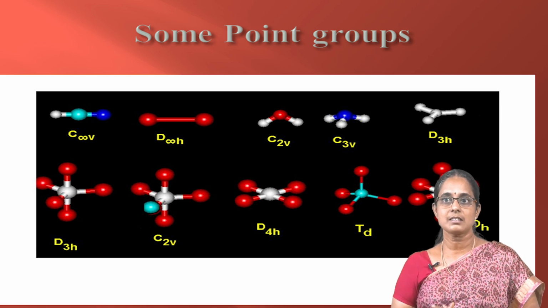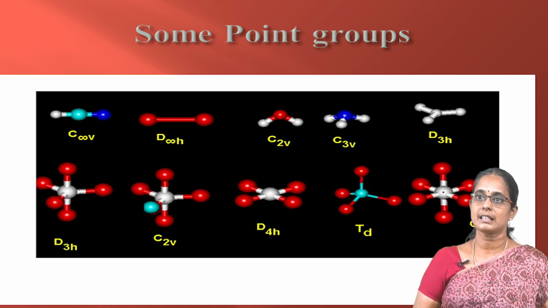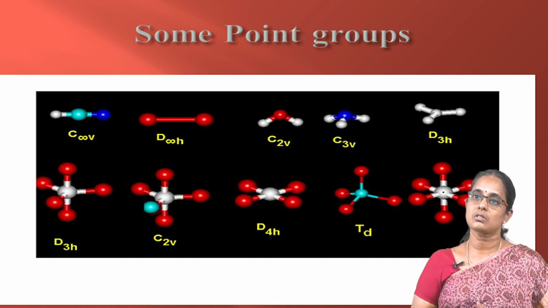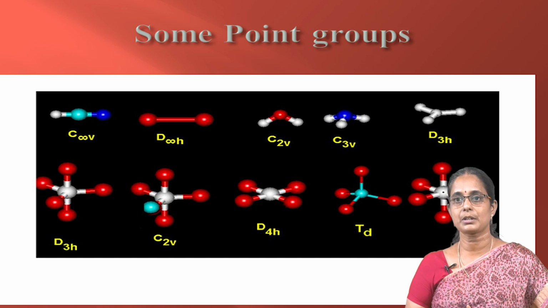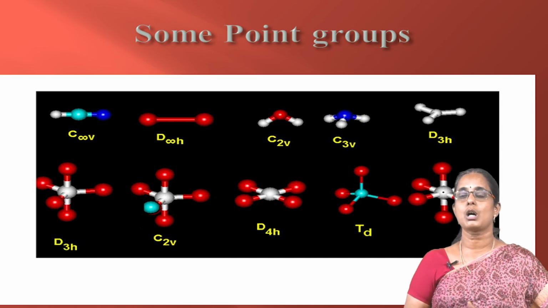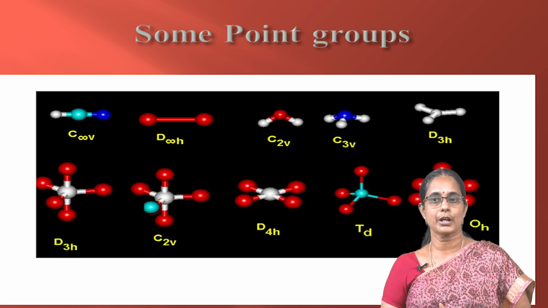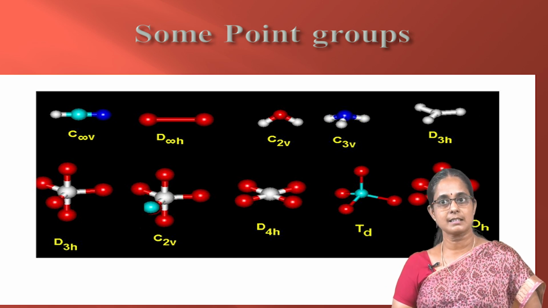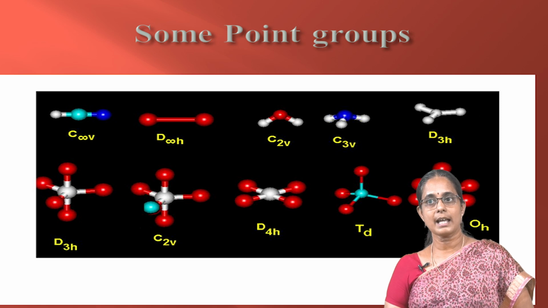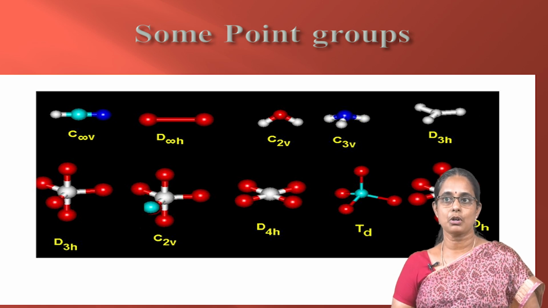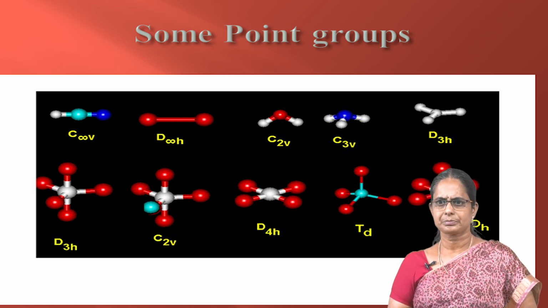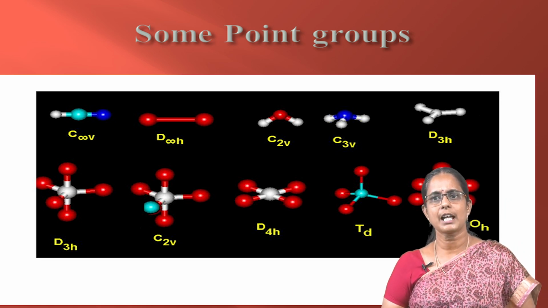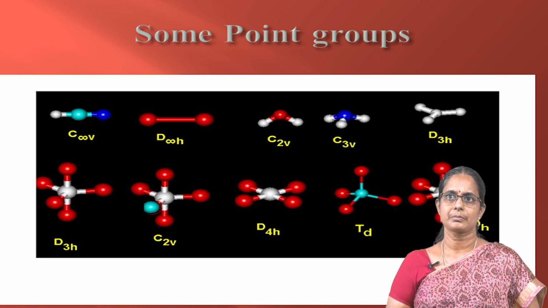In the seesaw projection, that is C2v, and the T-shaped molecules also have the C2v point group. Octahedral molecules have the Oh point group, square pyramidal molecules have C4v, and square planar is D4h, and pentagonal bipyramidal is D5h.